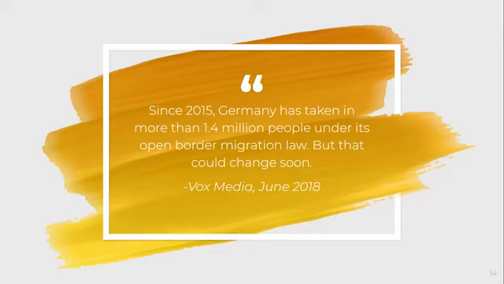So, since 2015, Germany has taken in more than 1.4 million people under its open border immigration law. But that could change soon. This was Vox Media, June 2018. I bring this quote because it shows a very heated debate in Europe right now, and one that isn't particularly the most flattering for the region, but basically there has been a debate as to how far the third pillar goes in terms of immigration and accepting amnesty for these immigrants.